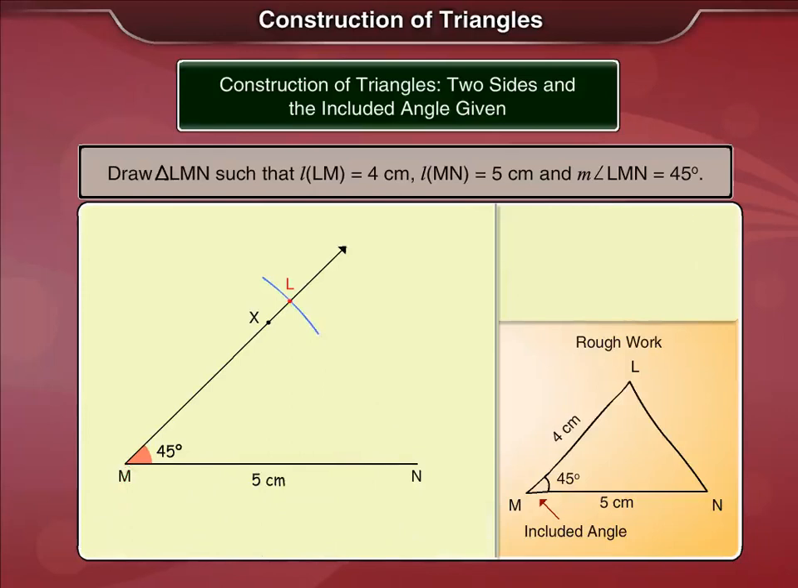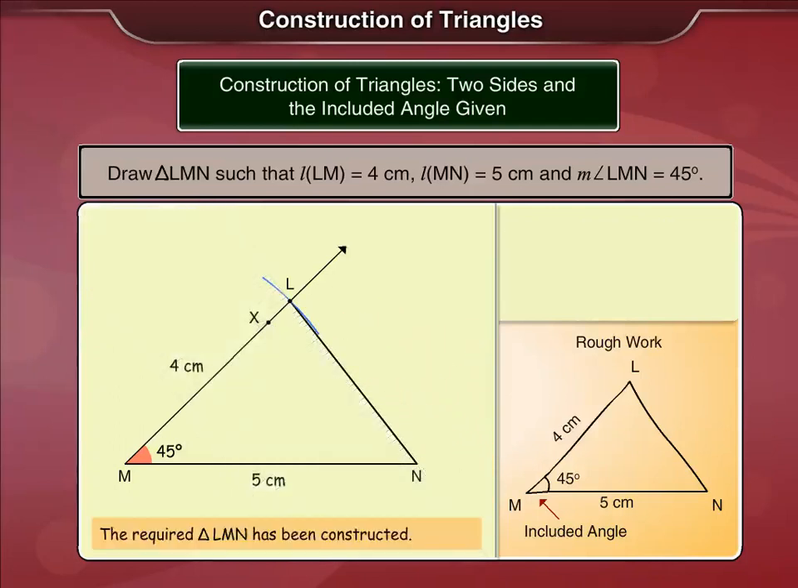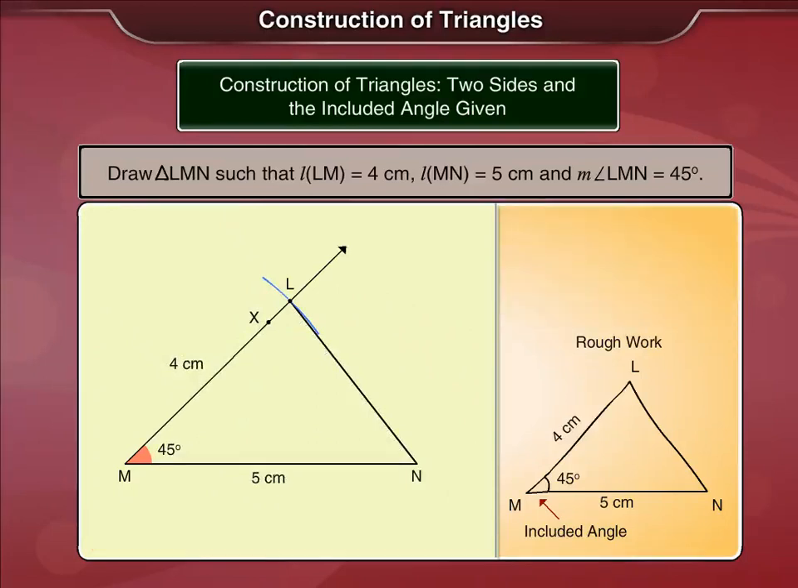Now draw segment MN of length 5 cm. Place a protractor at point M on segment MN as shown here. Mark a point on 45-degree mark. Name this point as X. Draw ray MX.